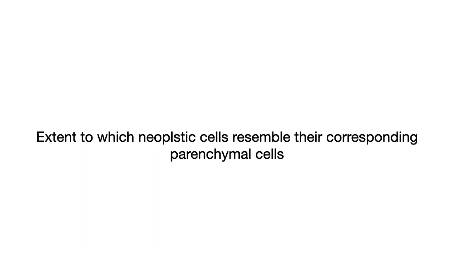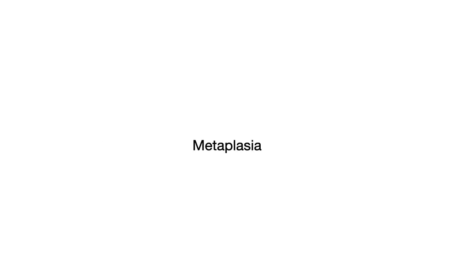This is a term to mean the extent to which neoplastic cells resemble their corresponding parenchymal cells. Differentiation. Lack of differentiation is known as anaplasia. Variations in cell size and cell shape, pleomorphism. This is the replacement of one cell type with another. This is the definition for metaplasia.